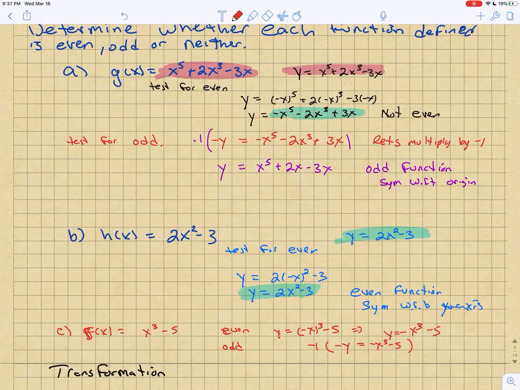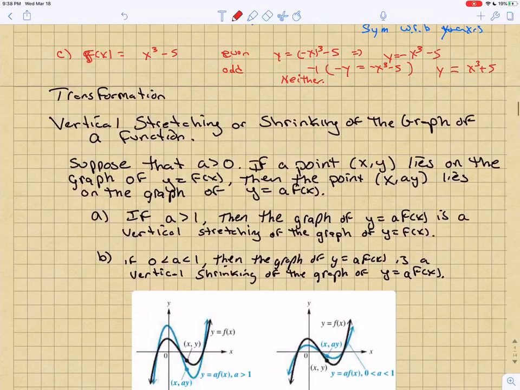When I multiply that through by -1, I get y is equal to x cubed plus 5. Well, it was supposed to be a minus 5. This one would be neither. That was just a quick one because I hadn't shown you one like that.